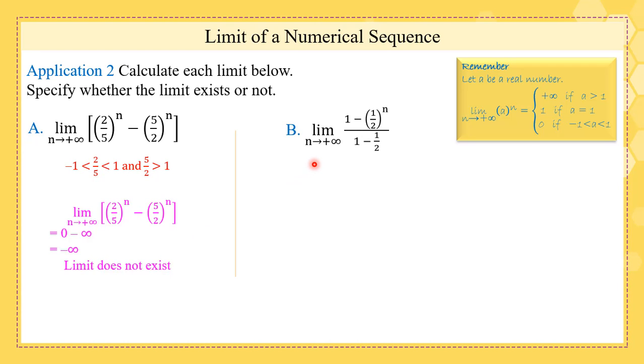This limit, try to do it alone. Again, a half is between negative 1 and 1, so its limit is 0, and the final answer is 1 over 1 minus half, which is 2. And being a unique real number, we can say that the limit exists.